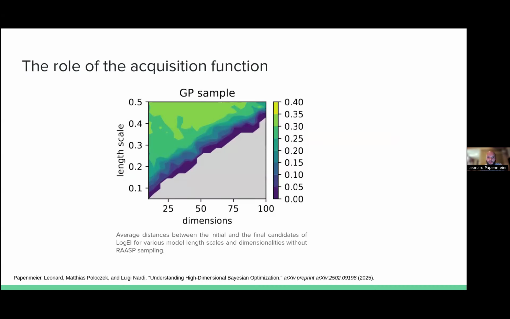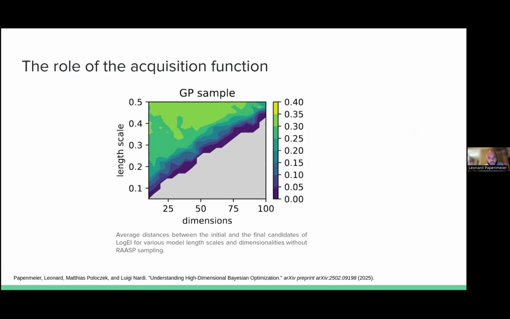Right. So we have identified this problem of vanishing gradients of the marginal log likelihood. Next, we look at the acquisition function. And here we show that the acquisition function can also exhibit vanishing gradients. And we also see how we can avoid these vanishing gradients.